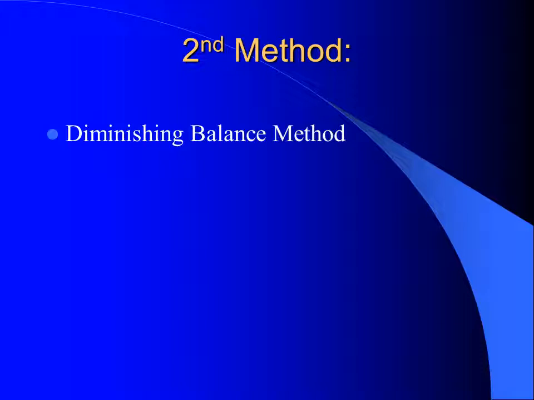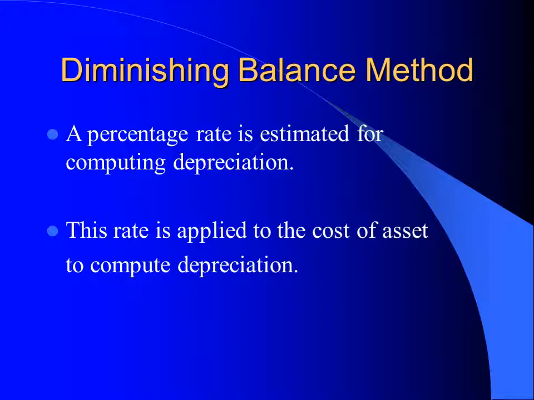Now I will talk about the other method, which is diminishing balance method. This method is also referred to as reducing balance method. So don't get confused when you see the other term, which is reducing balance method. So in diminishing balance method, we estimate a percentage rate for charging depreciation, and this percentage rate is charged to the balance of the cost of an asset, and that is how depreciation amount is computed, and I will show this in the next slide.